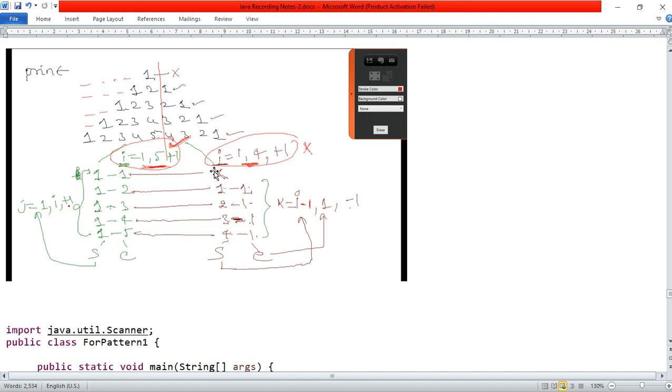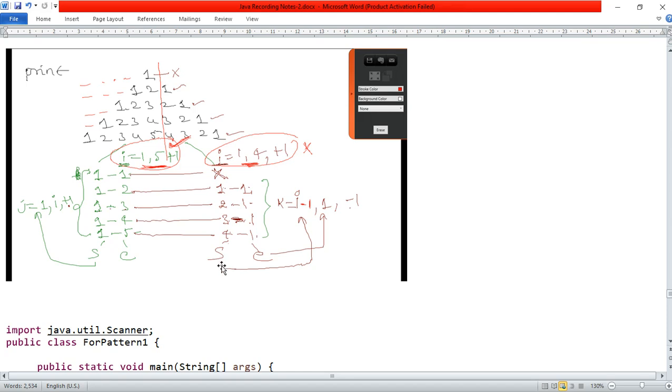Now for the second pattern, what happens? In the first row there are no numbers, so I put a cross mark. Then 1 to 1, 2 to 1, 3 to 1, 4 to 1, as I wrote here. In this case the starting values are changing, so I consider i equal to 1 to 4, plus 1. And I take another loop, the k loop. Here this is the j loop, and this is the k loop.